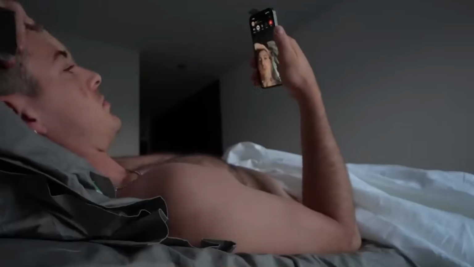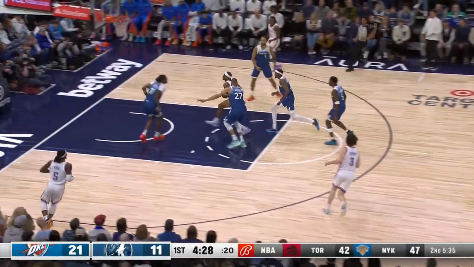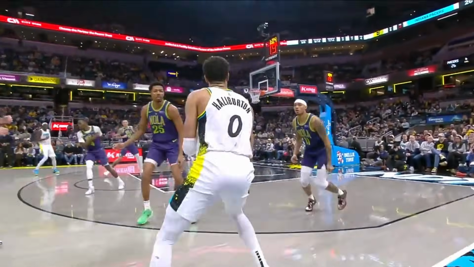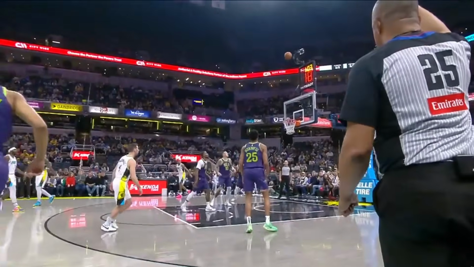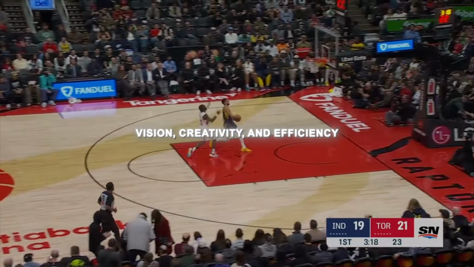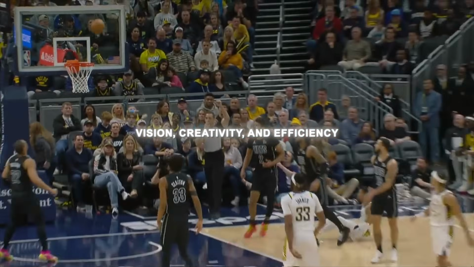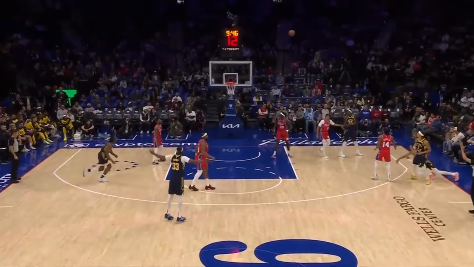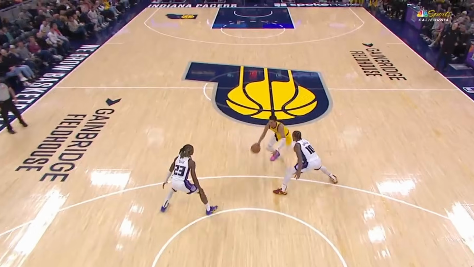It matters. And real quick, if you're enjoying this breakdown of Shai's game, you're gonna love the video I put together on how to play like Tyrese Halliburton. Halliburton's game is all about vision, creativity, and efficiency. Very different from Shai, but just as lethal in its own way.